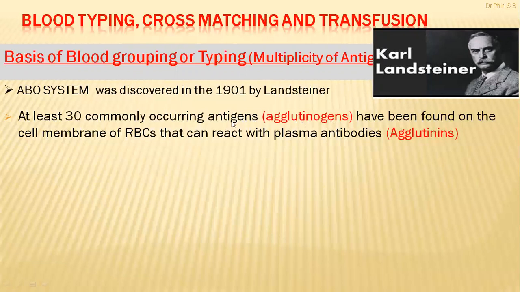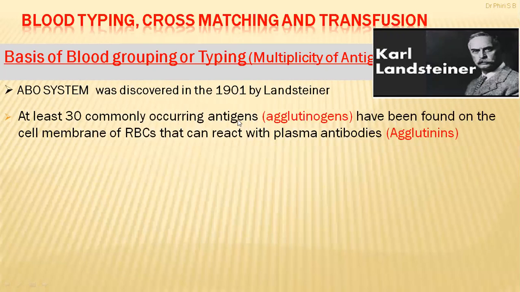So how do you know that antigens are also called agglutinogens? It's just by looking at the way the word ends. Antigens end with GEN, while the antibodies, which are different, always end in NIN. These are called agglutinins. The antibodies are also called agglutinins, and the antigens are also called agglutinogens. So there's a reaction between the antibodies and the antigens, or a reaction between agglutinogens and agglutinins.